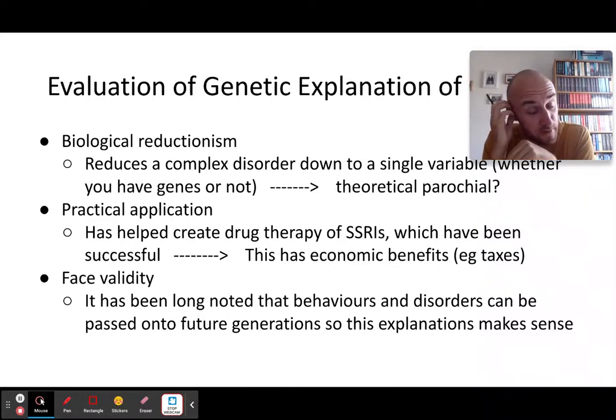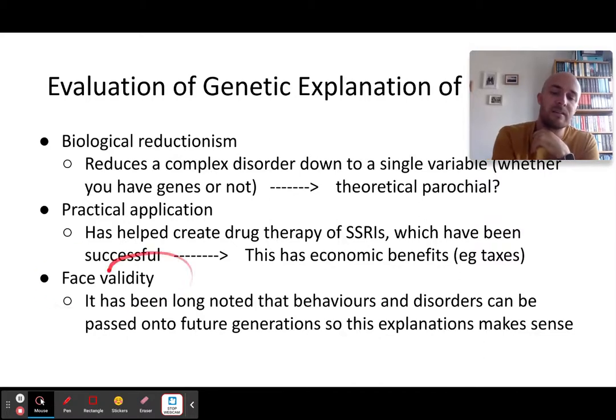Practical applications, though, are pretty good. So if we now know that genes are a bit of a problem, we can create drugs, and these drugs might tackle some of the serotonin issues there, and that can then go on and have major economic benefits, because we're keeping people who, quite frankly, 50 years ago could not work, and now these people are actually able to live a great quality of life.